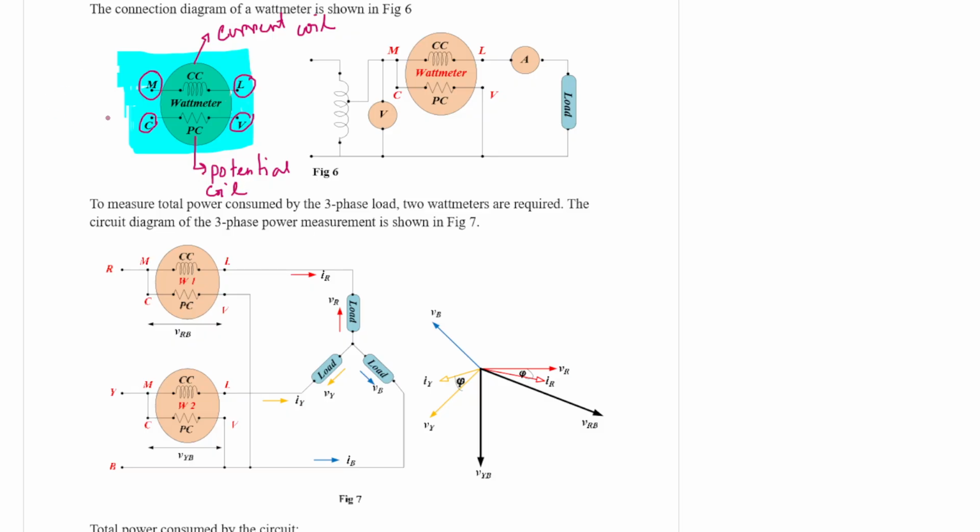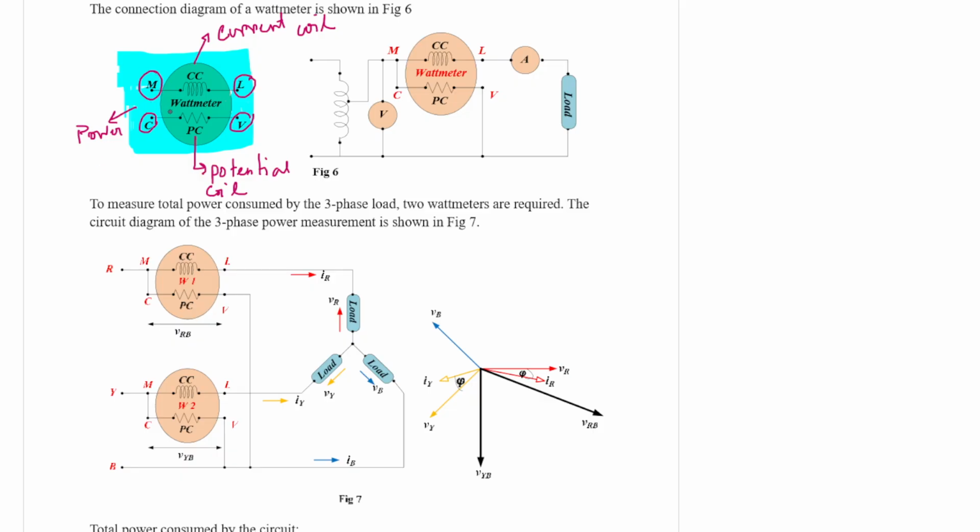Since the wattmeter measures power, and power has 2 fundamental components, voltage and current, the current is basically measured by the current coil of the wattmeter, and the voltage is measured using the potential coil of the wattmeter.